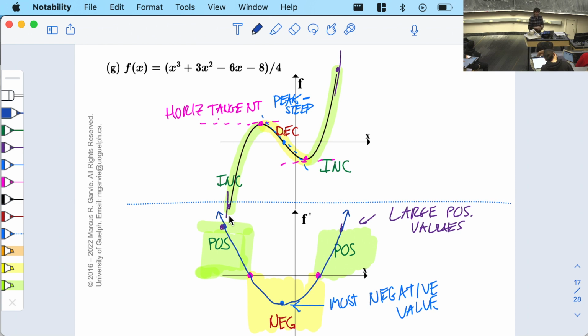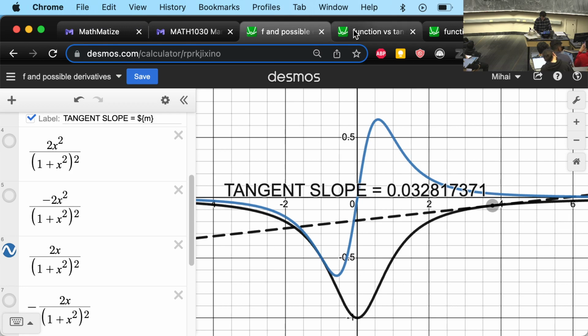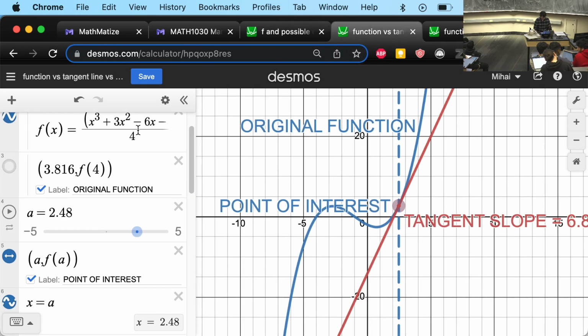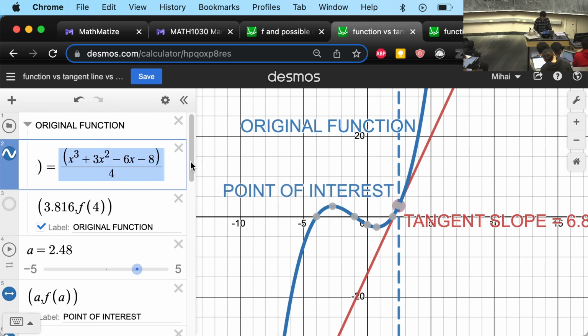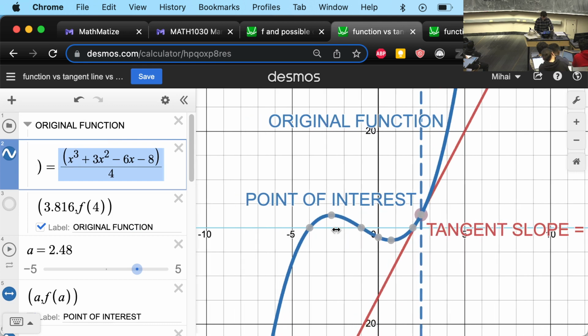OK, let's check in Desmos and see if Desmos agrees with my paper. So let me go into Desmos. And I think it's this one. OK, yeah, here is the function. We use the formula that they gave us to get this function. And let me zoom in a bit, make it a little more interesting.